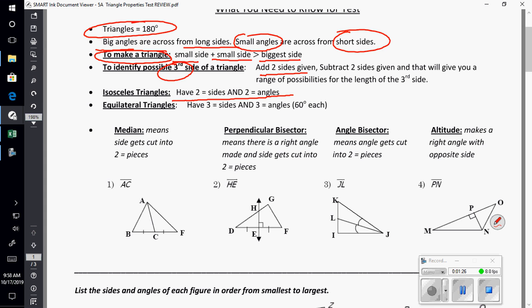Isosceles triangles have two congruent sides and two congruent angles. Equilateral triangles have three congruent sides, and their angles are always all 60 degrees.